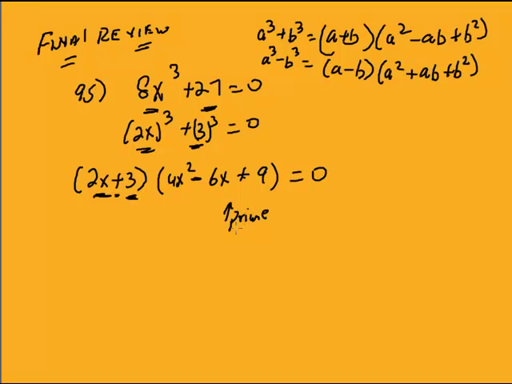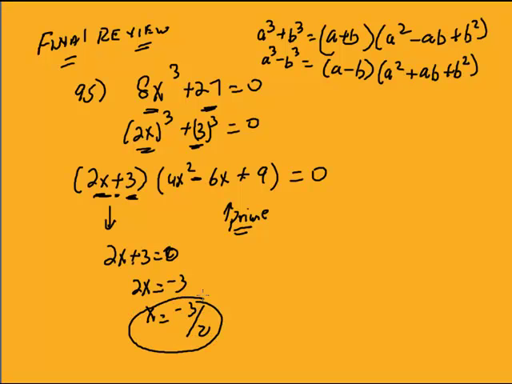So you don't have to set that equal to 0. So you set this equal to 0, 2x plus 3 is equal to 0. And then when you solve, you're going to get 2x is equal to negative 3, and x is equal to negative 3 over 2. There it is. So there's one.